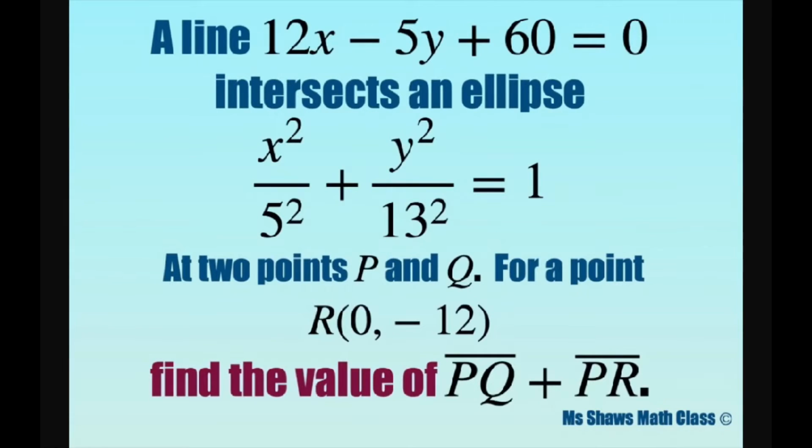Hi everyone. A line 12x minus 5y plus 60 equals 0 intersects an ellipse x squared divided by 5 squared plus y squared divided by 13 squared equals 1 at 2 points P and Q. For a point R, (0, -12), we're going to find the value of line segments PQ plus PR.